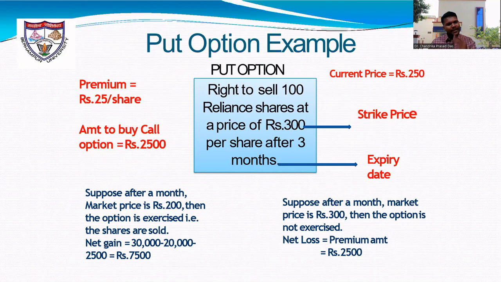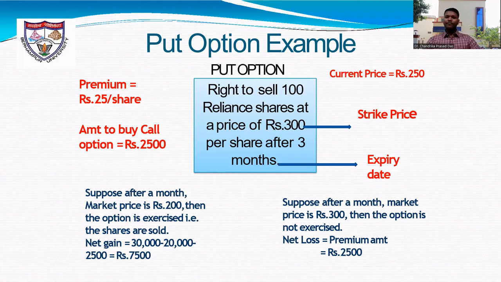Let us understand the same example for put option. Let us say for put option, right to sell 100 Reliance shares at a price of 300 per share after 3 months. Suppose after a month, the market price is 200 and the option is exercised. Means if you will sell in the market, the price is 200. If you will execute the contract, then the price will be 300. Then what will be your net gain? 100 rupees into 100 shares, that is 10,000. And what you have paid? You have paid the option premium, that is 2,500. So your gain will be 7,500.